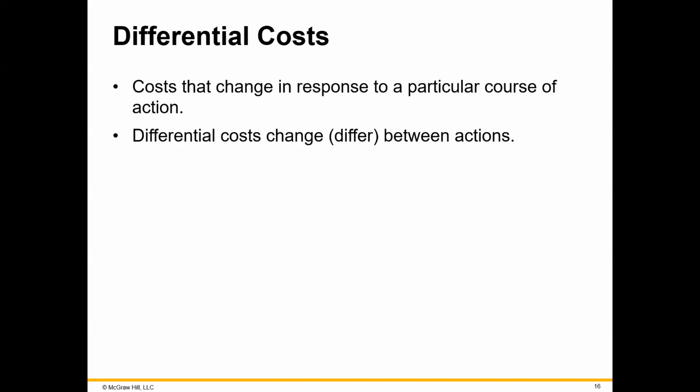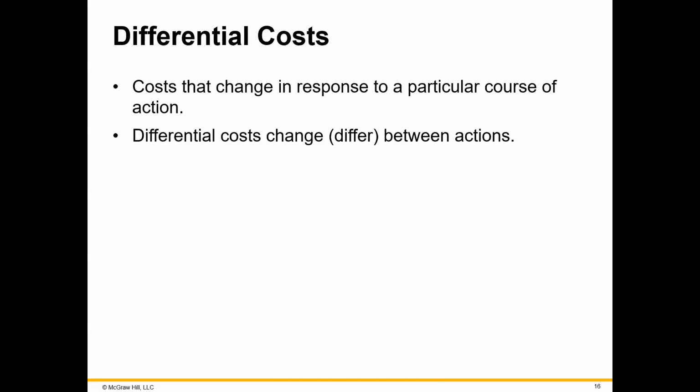Differential costs are costs that change in response to a particular course of action. So, for example, let's say you rent a building for $5,000 and it's $5,000 a month every month. Let's say you decide to add a new product to your product line, and this new product doesn't take up any additional space. You can still sell it in your existing building. Well, then that means that it's not affecting your rent at all. You still have your $5,000 rent per month.